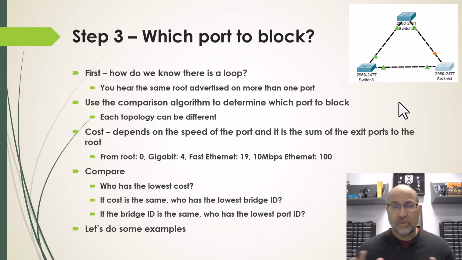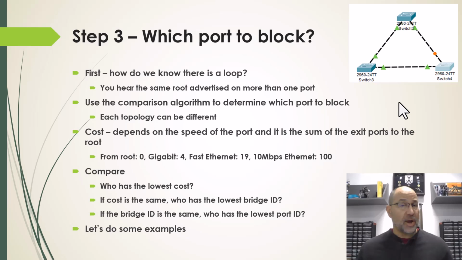All cost coming from the root, right? So all the BPDUs coming from the root will have a cost of 0. And then everything else depends on where you are in the topology, but it's additive. So if you have a port that's going to the root and it's a gig port, then the cost is 4. 10 gig is 2. If it's fast Ethernet, then it's 19. And if it's 10 megabits, then the cost is 100.